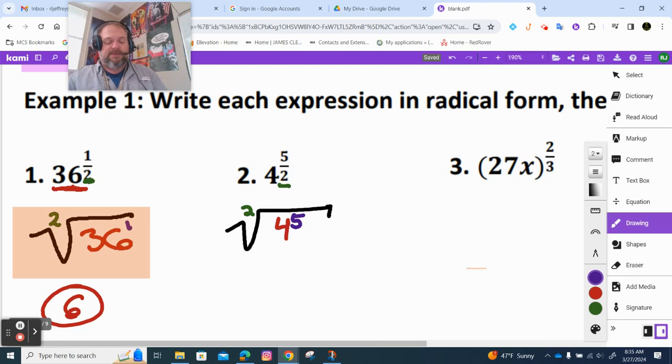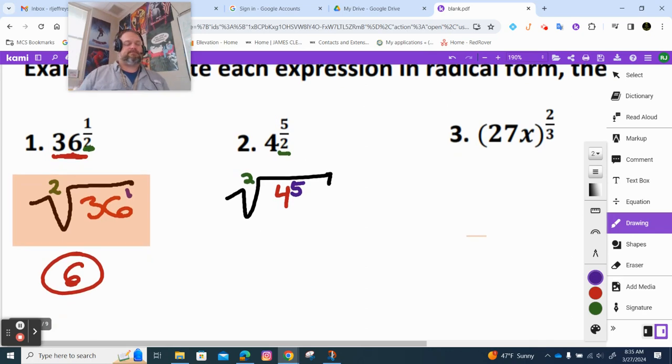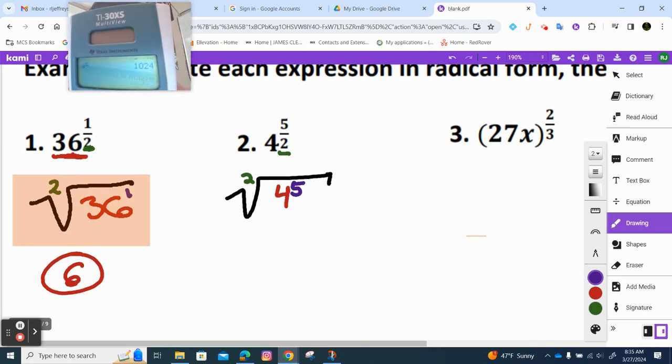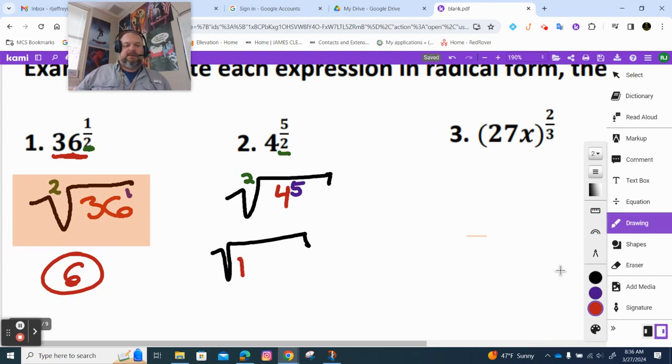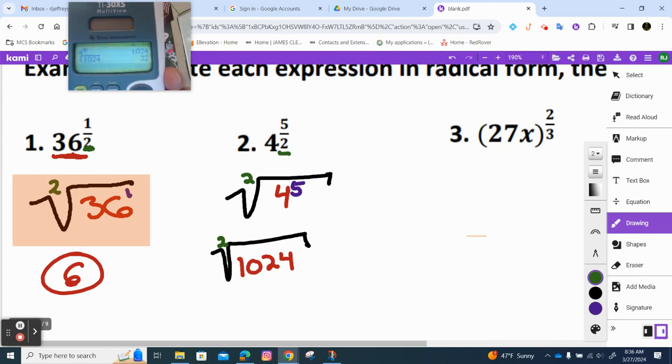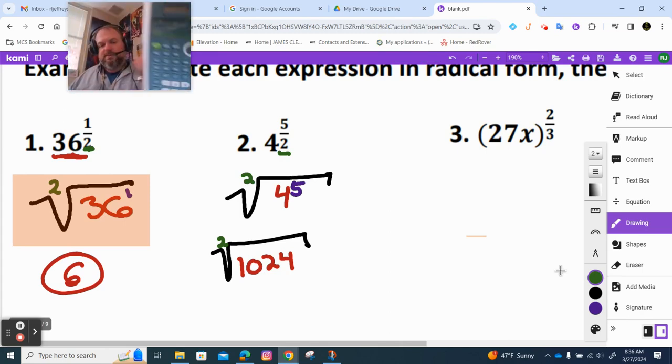Let's see if we can simplify that. So let's see what 4 to the 5th is. Well, 4 to the 5th is 1024. All I did was do 4 to the 5th. Now I'm going to take the square root of that. So I'm going to go second, x squared, 1024. And I get 32.